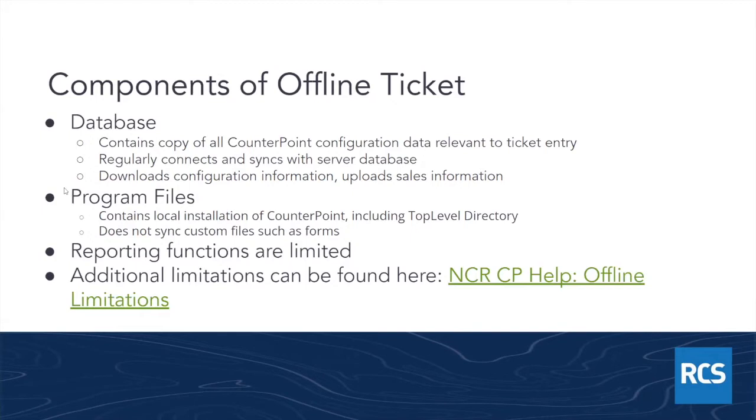The program files side of it contains everything necessary to run Counterpoint with a few features missing. It won't do in-depth sales reporting, but it will allow you to ring sales successfully, perform zooms. It contains all of your necessary forms and a copy of all reports that would be available in offline, but it does not automatically sync custom files like forms and reports. Those need to be manually synchronized. The reporting functions are limited, and there are a number of other limitations. I've included a link here to the help file that lists all of the limitations of offline to get more into that.